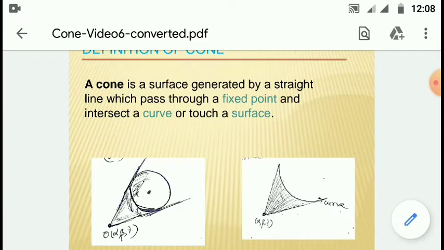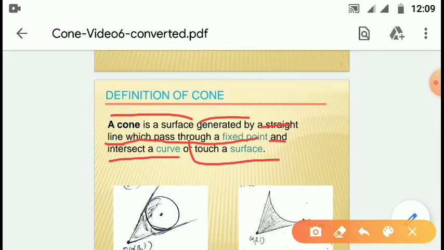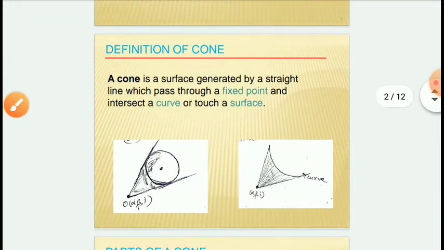What is a cone? A cone is a surface. It is generated by a straight line which is passing through a fixed point and intersecting a curve, or touching a surface. So how is a cone generated? A cone is a surface generated by a straight line which is passing through a fixed point and intersecting a curve, or touching a surface. So there are two ways a cone is formed.